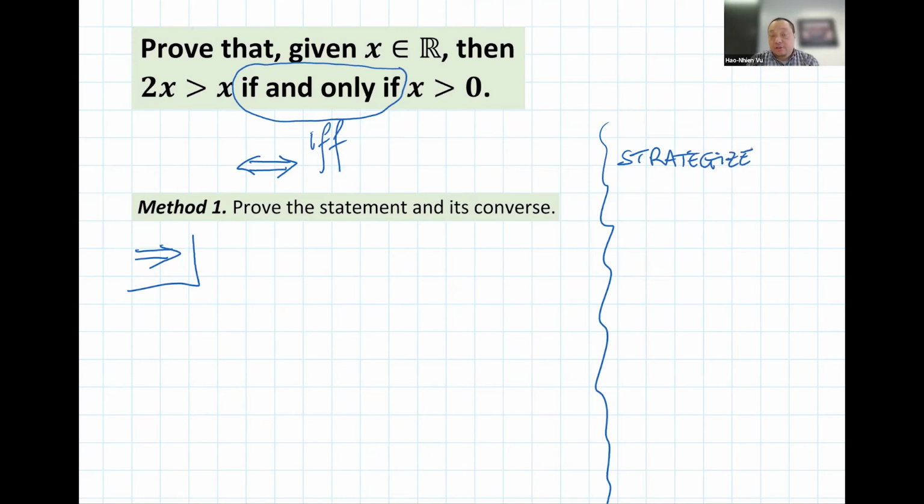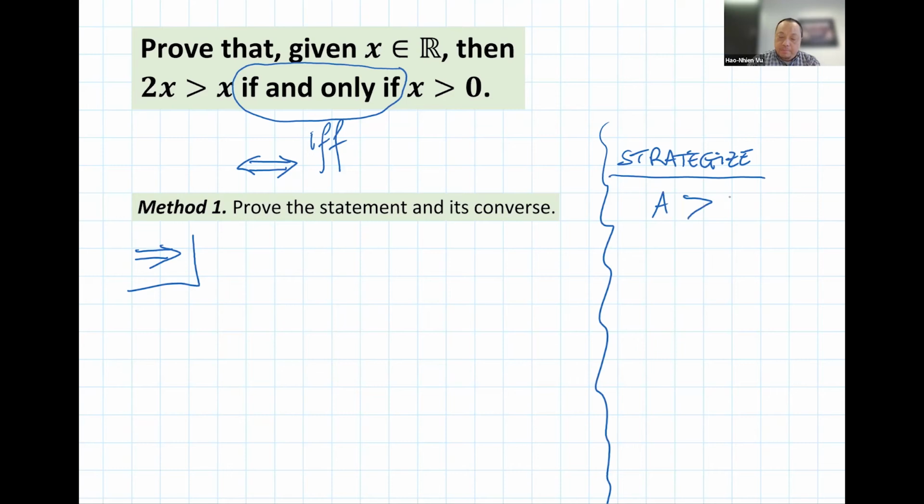A good strategy, especially when you're first starting out, is whatever it is you need to prove, you go to the definition of it or some basic properties of it. In this case, what we're proving, either direction, is an inequality, the greater than inequality. So we want to go back to the definition of what it means for something to be greater than something else.